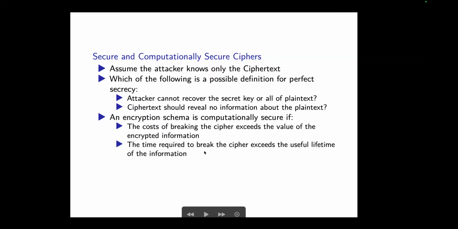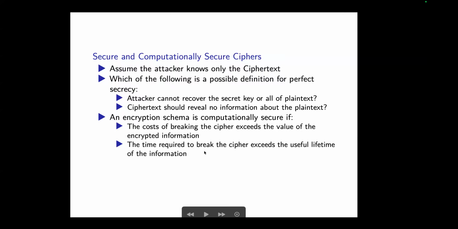And then an encryption schema is computationally secure if the cost of breaking the cipher exceeds the value of the encrypted information, or the time required to break the cipher exceeds the useful time of the information. Both are true and both are used, right? So can you have an encryption schema that is computationally perfectly secure, that it will never be broken? Can you have that? No. So that's not possible, right?